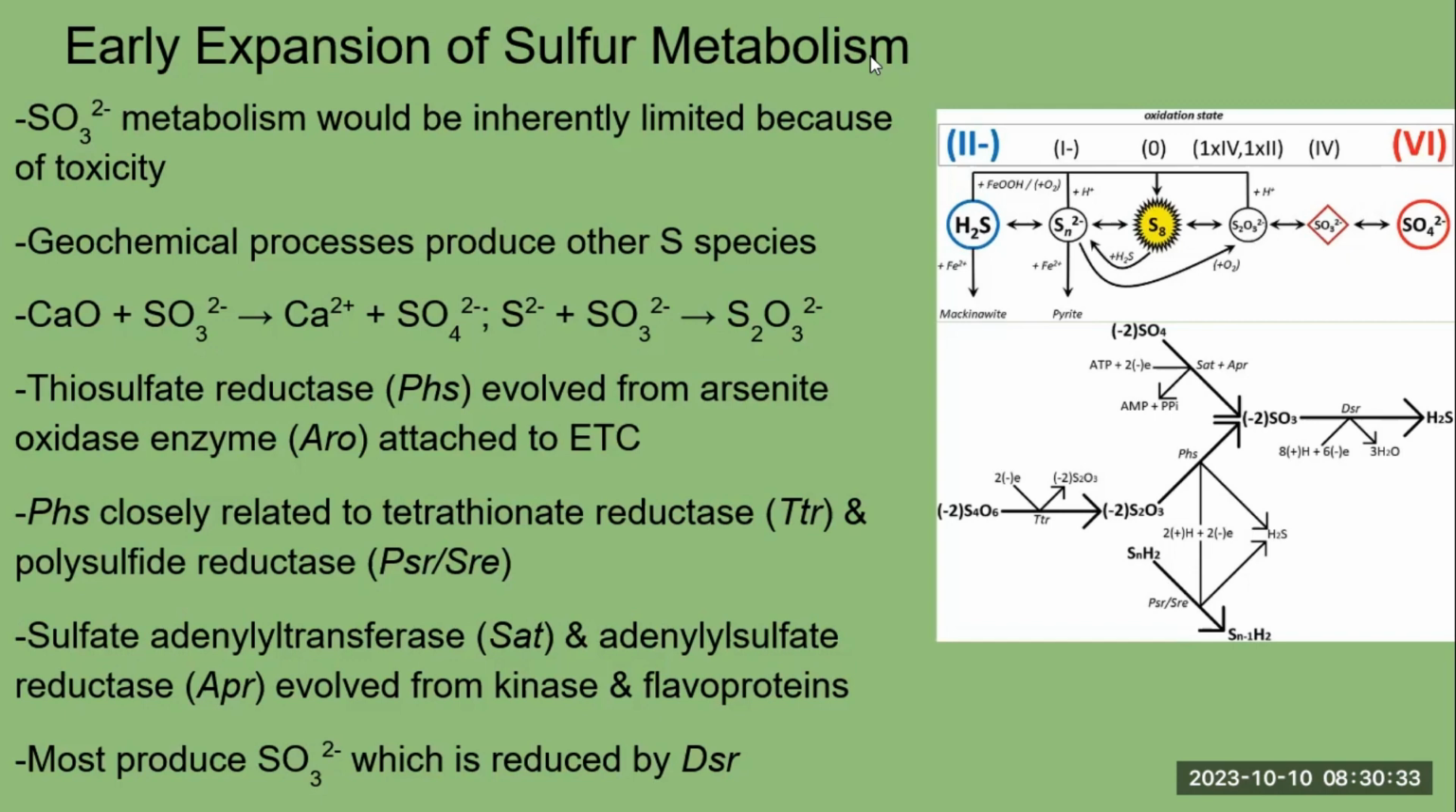Using sulfate as an electron acceptor would have involved two steps. First, a kinase enzyme phosphorylated sulfate with an ATP, giving rise to sulfate adenyltransferase. Second, a flavoprotein reduced it to sulfite, which ultimately evolved into adenyl sulfate reductase. The fact that the reduction of sulfate and thiosulfate includes a sulfite intermediate, which is then reduced to sulfide by DSR, further indicates that sulfite reduction was the earliest form of dissimilatory sulfur metabolism.